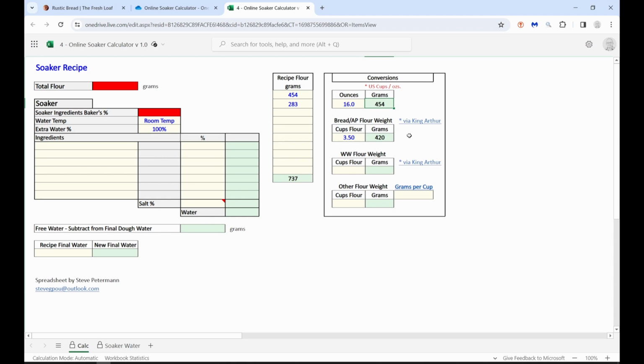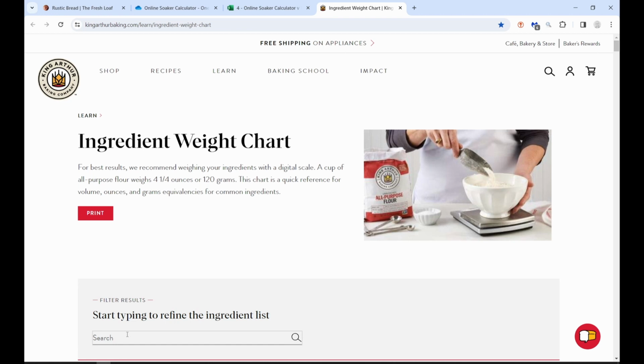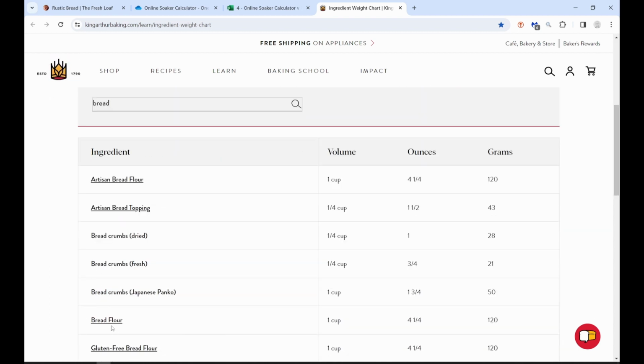Well, the weight of a cup of flour can vary considerably depending on how much air is in it, maybe the kind of flour that's in it. So you can get some variations here. This amount is based on the weight of ingredients from the King Arthur website. So let's open that up. If we do a search for bread flour, what we'll see is it's got different ones, but here's basic bread flour is 120 grams per cup.